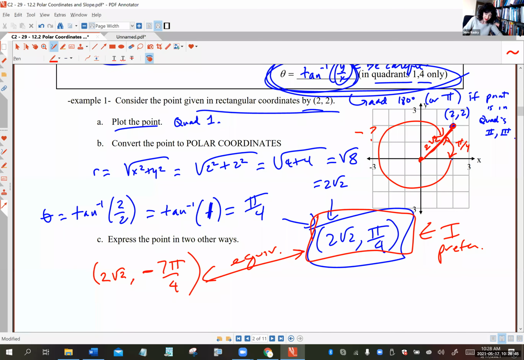Okay. Now, the one I'm about to write is probably going to annoy some of you, but it turns out it is possible for r to go negative.